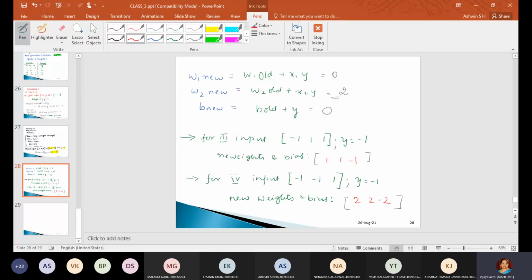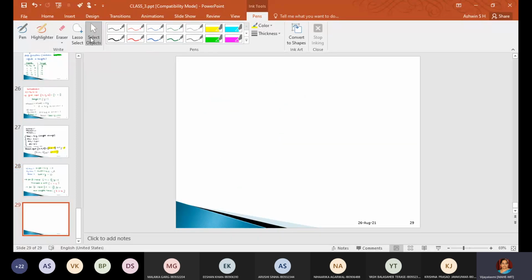Okay, I hope all of you could do this. This is very, very important. You have calculated the updated weights and biases for all the four input sets. After this, we have one more step, one last step. Again, it takes a lot of time. I'll just tell you what we can do now.